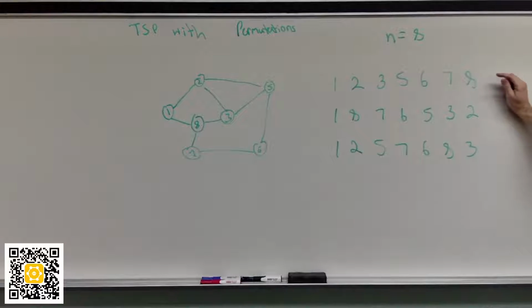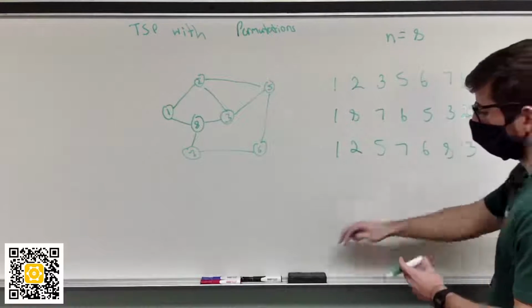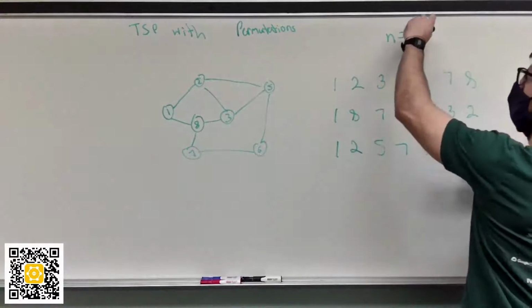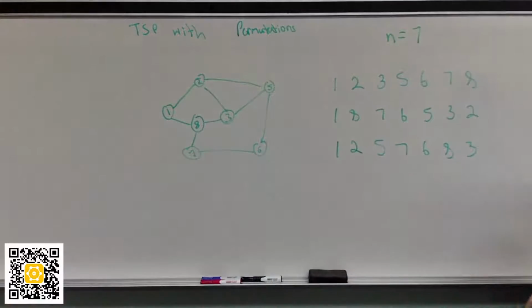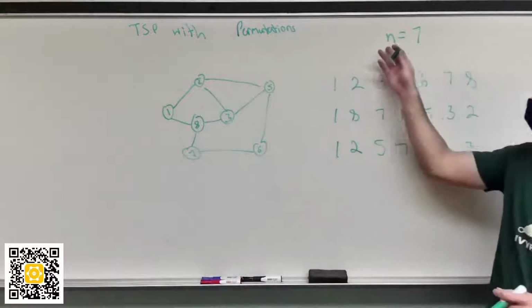So what are we generating here, and what are we verifying? Possible routes. And you agree we can do that with permutations, right? Yeah. So we know that there's 7 nodes. You know what? I'm bringing this down back to 7. So we know that there's 7 nodes. Let's go ahead and create every single permutation for n equal to 7.